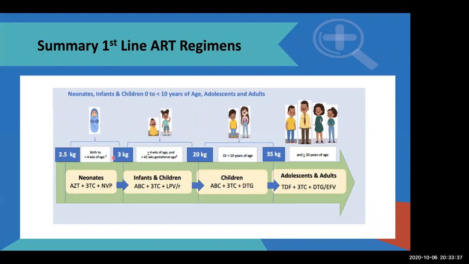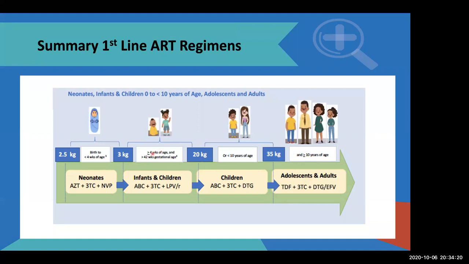As soon as the child's weight crosses 3 kg and the child is more than 4 weeks of age, you can then give them the standard first-line regimen for children, which is abacavir, lamivudine, and lopinavir, ritonavir. Now, you'll see that as soon as the weight crosses 20 kg, you now have an additional drug that you can use, which is dolutegravir, right? And then once children cross 35 kg and they are more than 10 years old, they now qualify for the adult regimen. So this regimen is for any adult who's got a weight above 35 kg and their age is more than 10 years. So that is very important.